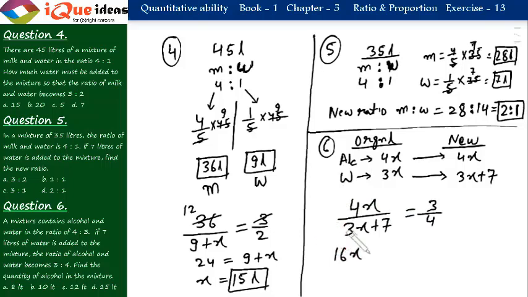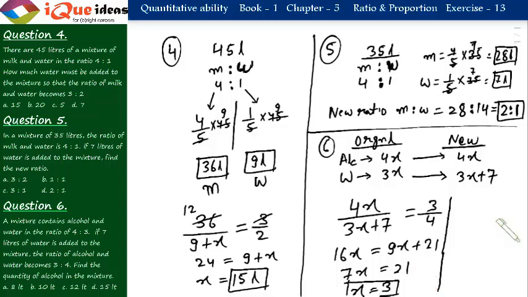So cross multiply: 4 into 4x is 16x. Now 3x plus 7 into 3 will be 9x plus 21. So we have 16x minus 9x, that is 7x, equal to 21. So we have x equal to 3. Right? This is the value of x. But the question is asking what is the quantity of alcohol in the mixture. That means the original quantity. So the original alcohol quantity would be 4x. X is 3, so it is 4 into 3, which is 12 liters. That's how it has to be solved.